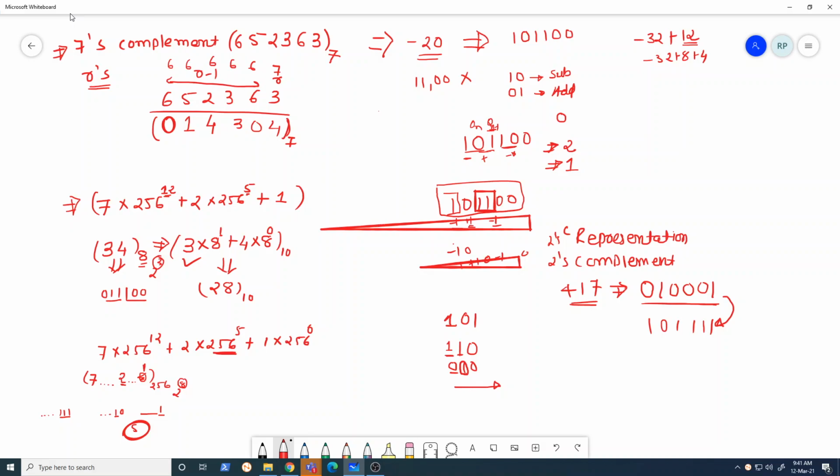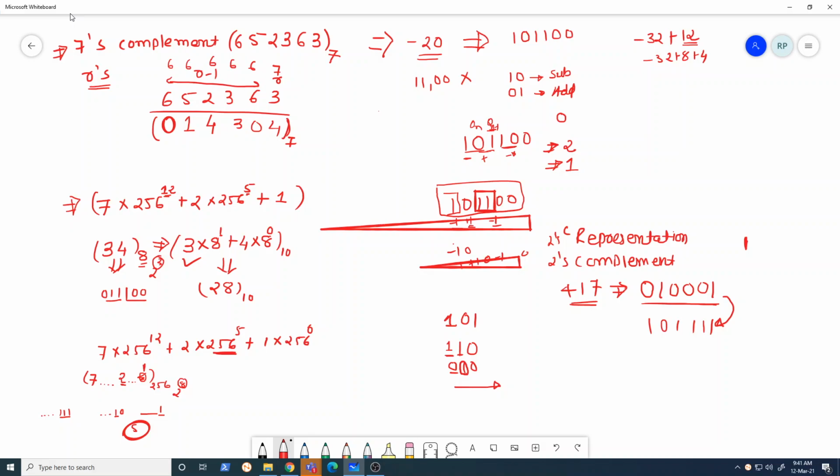And again remember, for a positive number, the sign magnitude representation, 1's complement representation and 2's complement representation are the same. And for a signed number, if your binary representation starts with 1, it indicates a negative number.